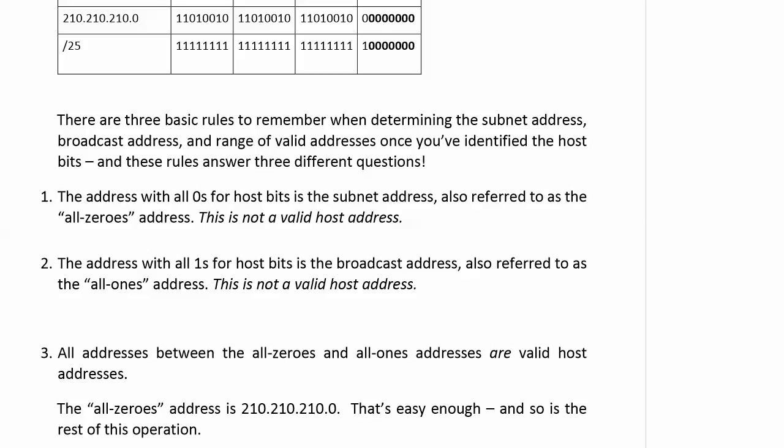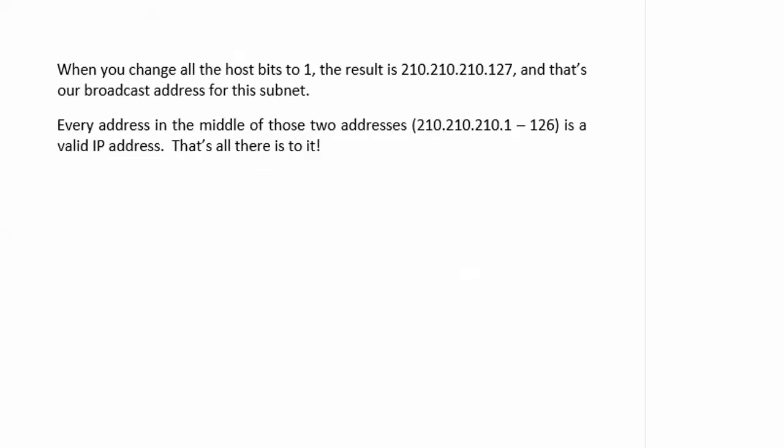Now the address with all ones for host bits is the broadcast address, which is also referred to as the all ones address for that subnet. And this is not a valid host address, but everything in the middle is good. So all addresses between the all zeros and all ones addresses are valid host addresses. Well, we don't really have to calculate the all zeros address. I know I said that a moment ago, and I'm saying it again, because they gave that to us. But the rest of it, they're not really giving to us, so we better have a plan for that.